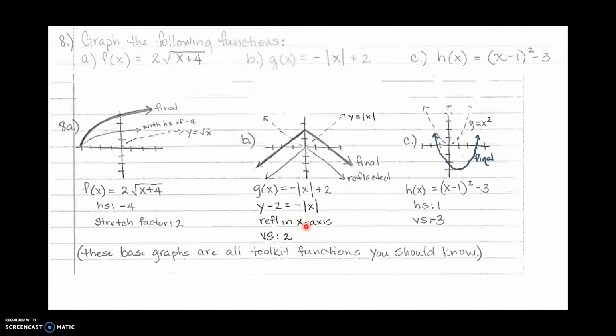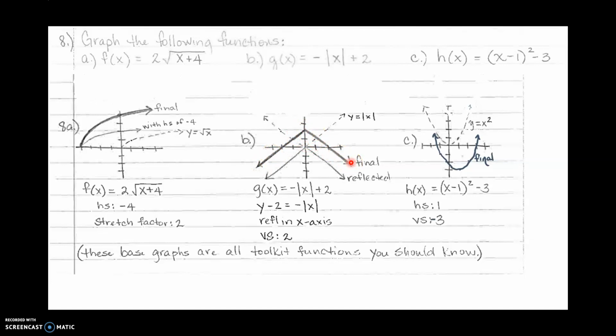Now, order matters here. We said you would horizontally shift first, and then reflect, and then vertically shift. So the reflection has to come before the vertical shift. So here's our original function. So let's reflect that in the x-axis. So reflected is going to be right down here. And then a vertical shift of a +2. Positive numbers go up and negative numbers go down. So we're going to take this graph and we're just going to go up 1, 2 and draw the exact same graph, and that would be our final answer.